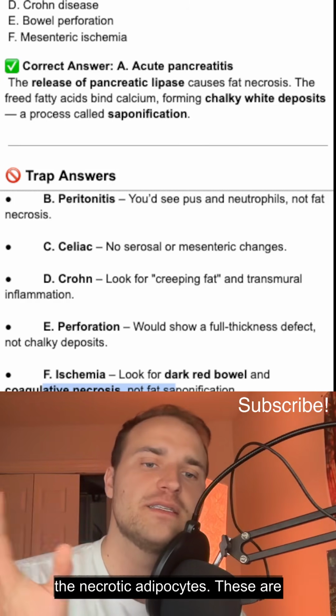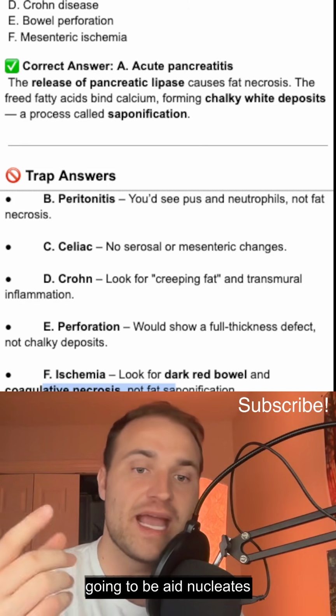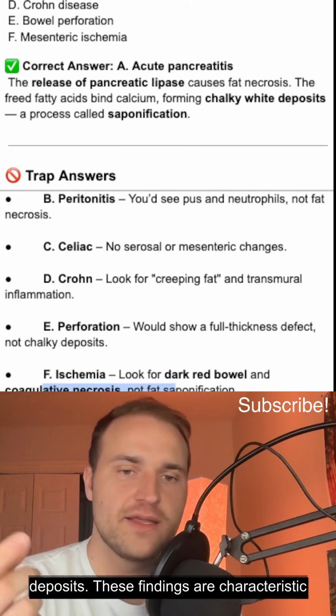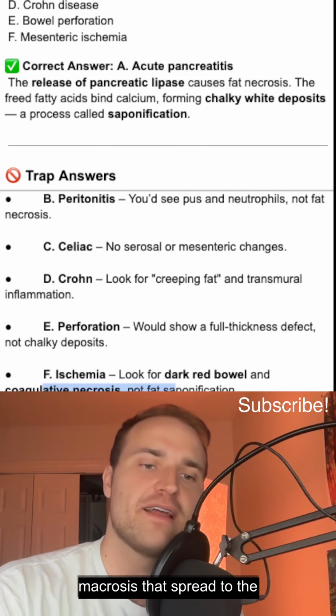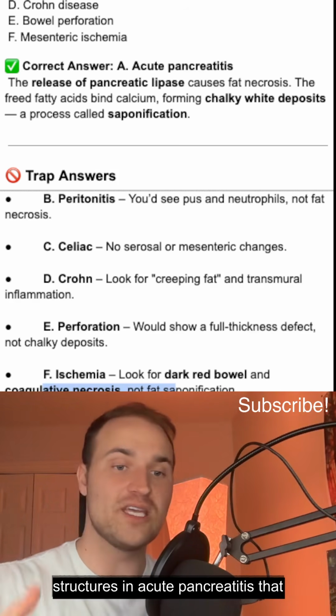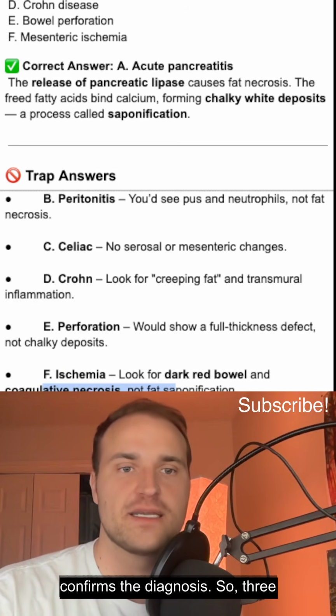And 3, histological findings of fat necrosis. So you have to see the necrotic adipocytes. These are going to be anucleate with necrotic debris alongside the blue calcium deposits. These findings are characteristic of extensive fat necrosis that spread to the mesentery and along abdominal structures in acute pancreatitis. That confirms the diagnosis.